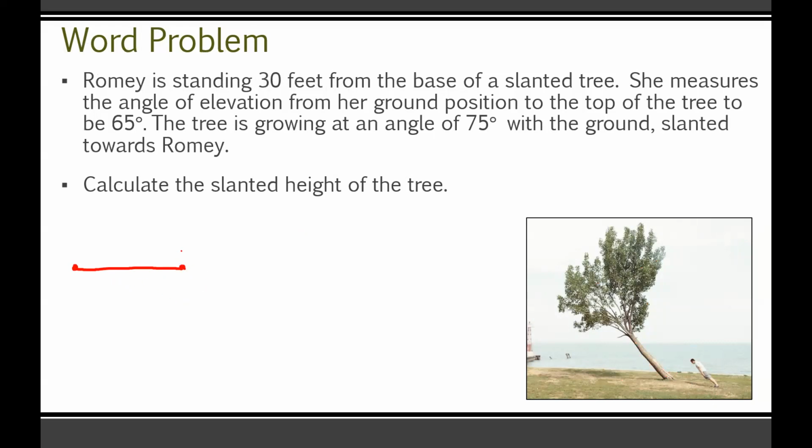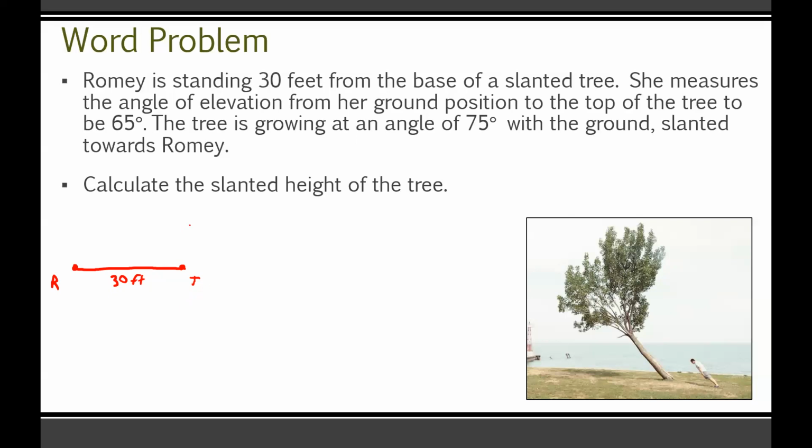Now that distance, as the question says, is 30 feet. So I'll label that first. 30 feet between Romy, maybe I'll even just put a capital R, and the tree. I'll just put a capital T. Wait a minute. Yeah, because it'll be an angle there, so we'll use a capital. Anyway, so Romy's here and the tree is there.